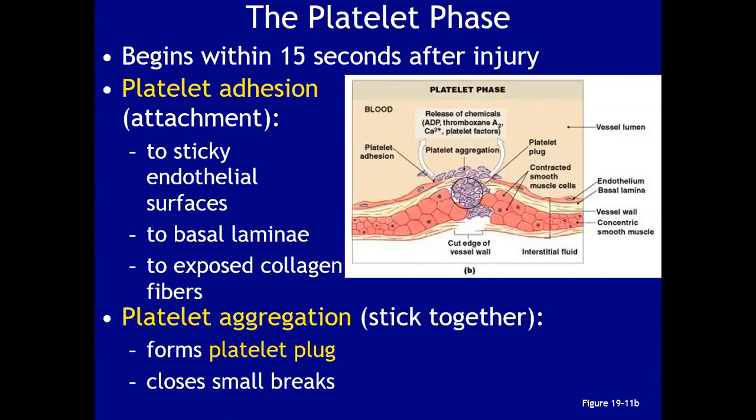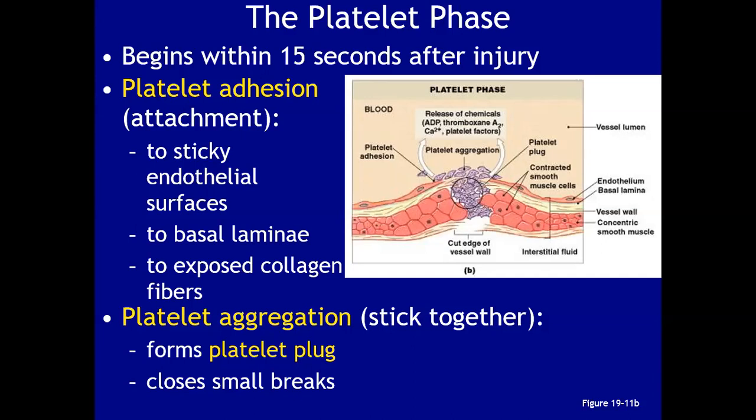So the sticky platelets are going to stick to the sticky cells that were created by the cut, okay? So we got platelets sticking onto the cells, okay? As these platelets continue to stick to the cells, it forms something called a platelet plug, okay? And this platelet plug, if it's a small enough type of a cut, this is enough a lot of times to close the small breaks, okay?